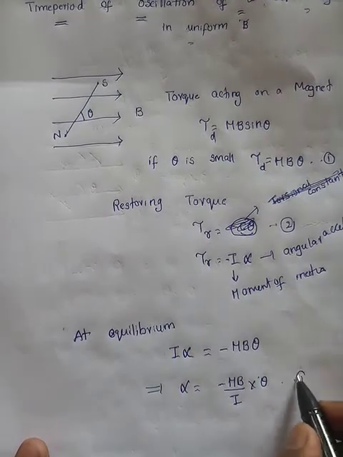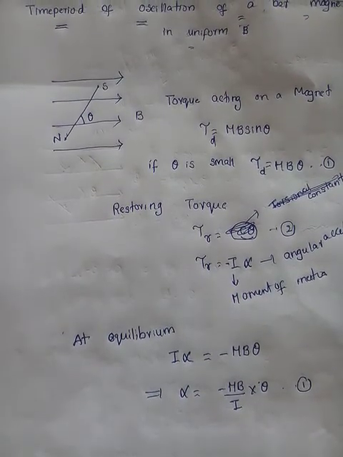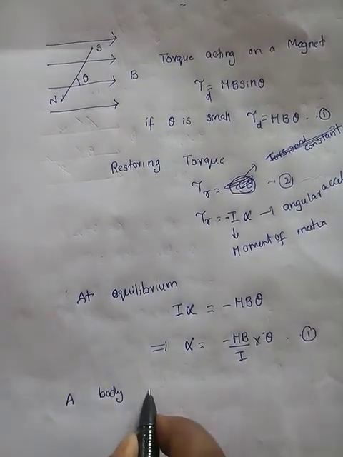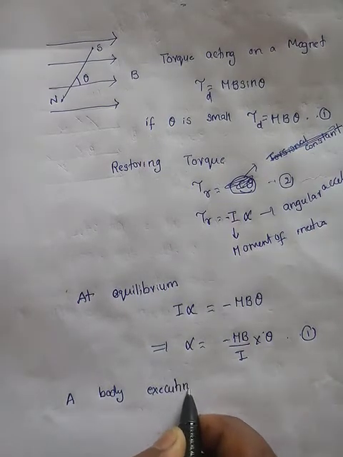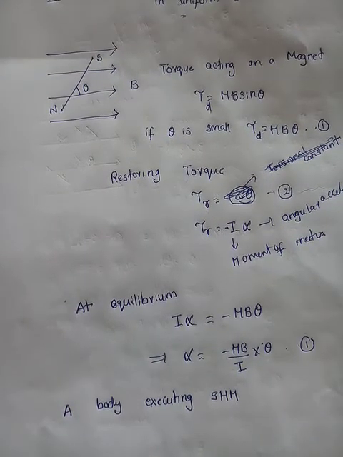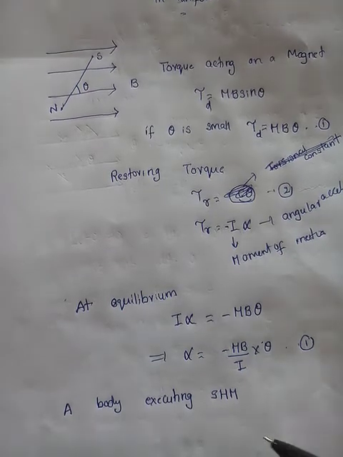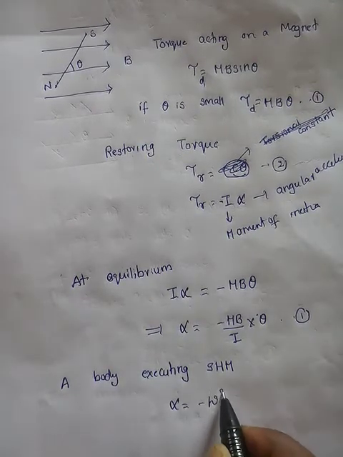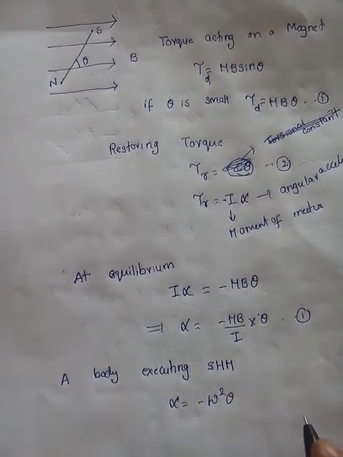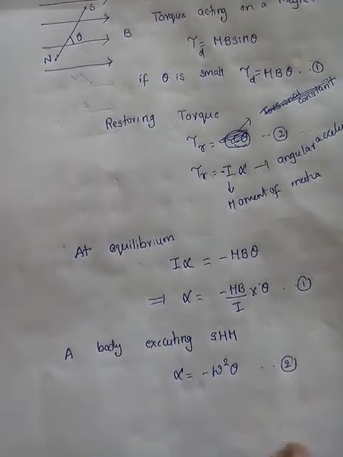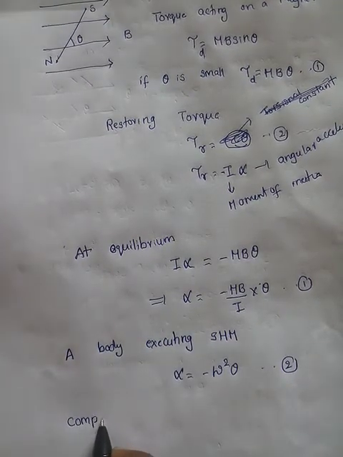So consider this as equation number 1. We already learnt a body executing SHM. If a body is executing simple harmonic motion, you know very well, it is the to and fro motion of a body which repeats its motion after regular intervals of time along a straight line. What is it called? Simple harmonic motion. The angular acceleration is given by alpha is equal to minus omega square theta. Alpha is equal to what? Minus omega square theta. If you see these two equations, what are the two equations here we have?